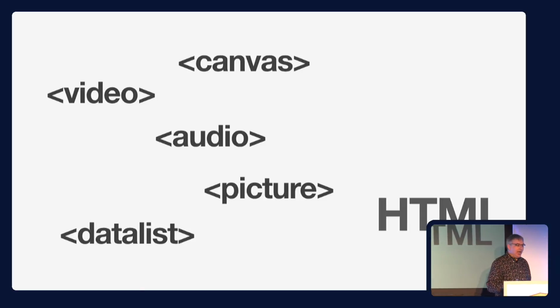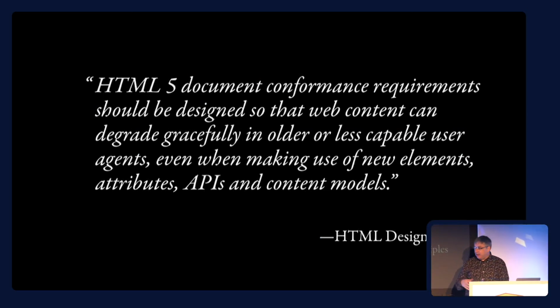There are principles guiding the design of the language, literally the HTML design principles, which state that the document conformance requirements should be designed so that web content can degrade gracefully in older or less capable user agents, even when making use of new elements, attributes, APIs, and content models. Right? So it's no accident that backwards compatibility is built in. And it turns out when you've got backwards compatibility built in, there's more reason for people to start using the new stuff, and you get wider and faster adoption.